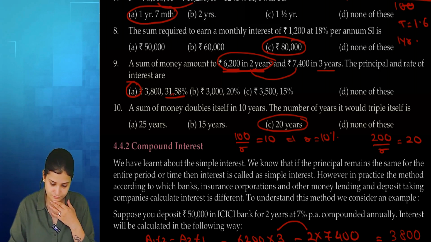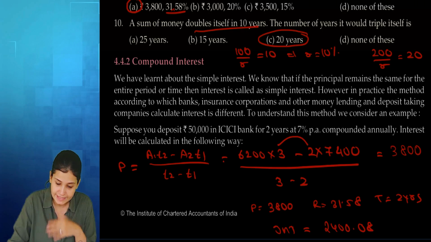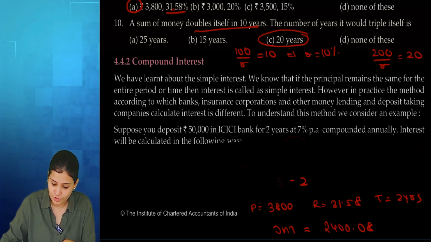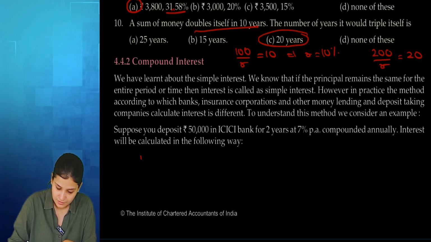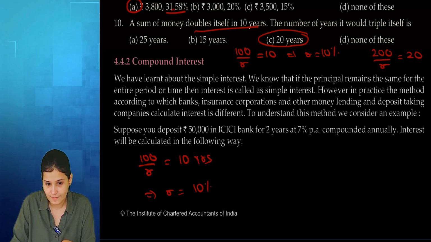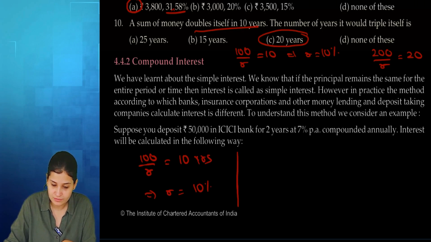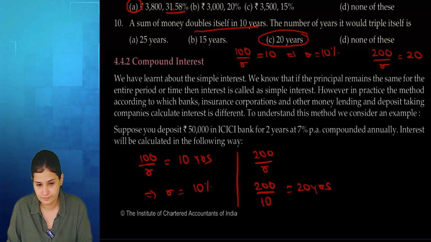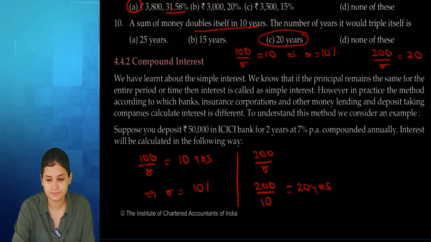Ma'am, can you explain the 10th one? It says double in 10 years. So what was the formula for double? 100 by R, and that is given to be 10 years. So from here rate will be 10%. Now for triple, what was the formula? 200 by R. Now put the value of R: 200 by 10, that is 20 years. Yes, ma'am. Thank you, ma'am. Anyone else has any doubt? No, ma'am.